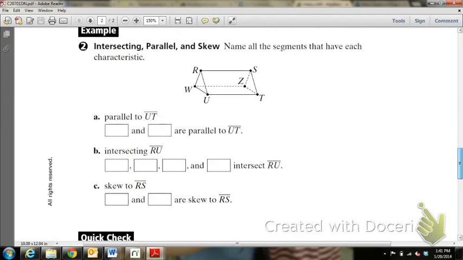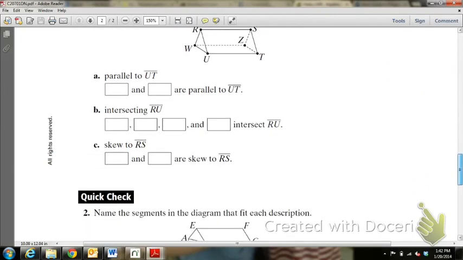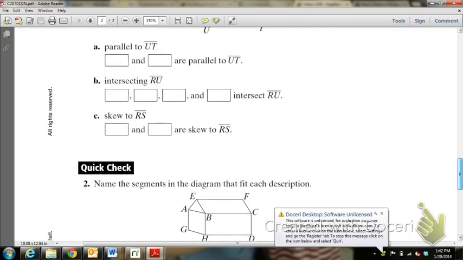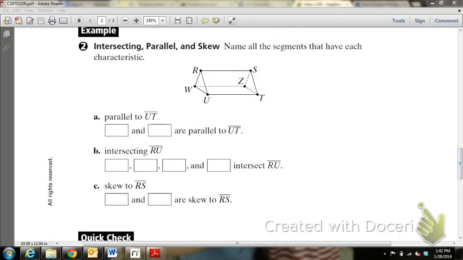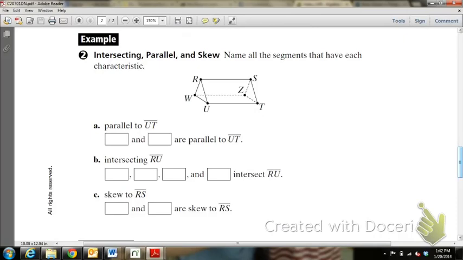Okay, so now we're going to look at a shape and we're going to name all the parts that are parallel, intersecting, or skew. Kind of like what we did in my little box drawing there. Okay? So, let's do that. Name all the segments that are parallel, intersecting, or skew. So if I'm looking at UT, parallel to UT. So parallel means same direction. So anybody who goes in the same direction as UT, well, that would be RS. Goes in the same direction. And also WZ. And put your little segment lines over it.